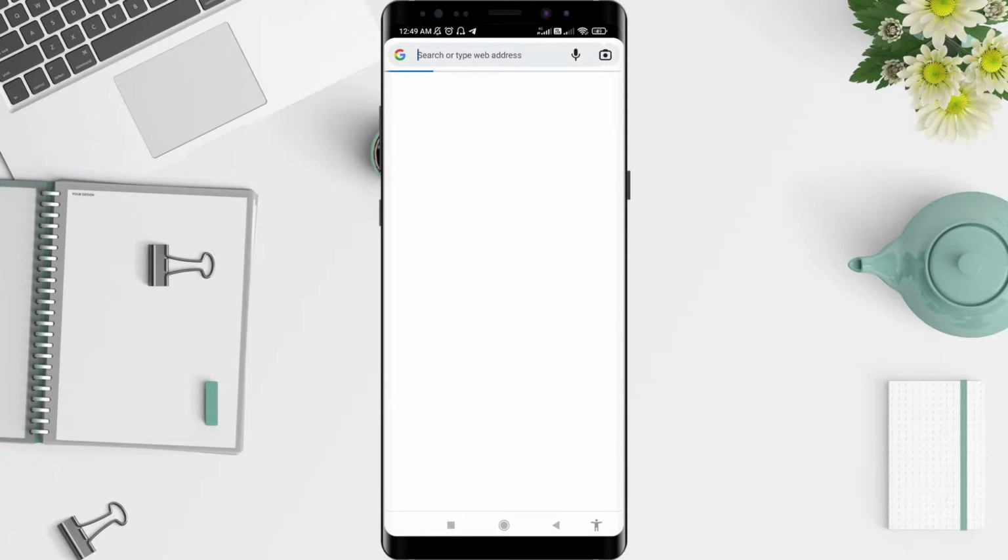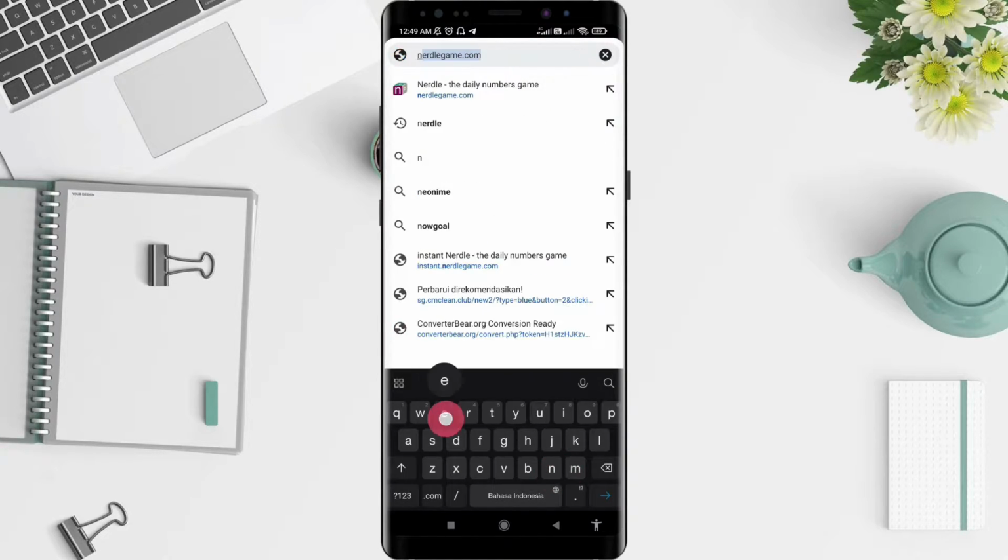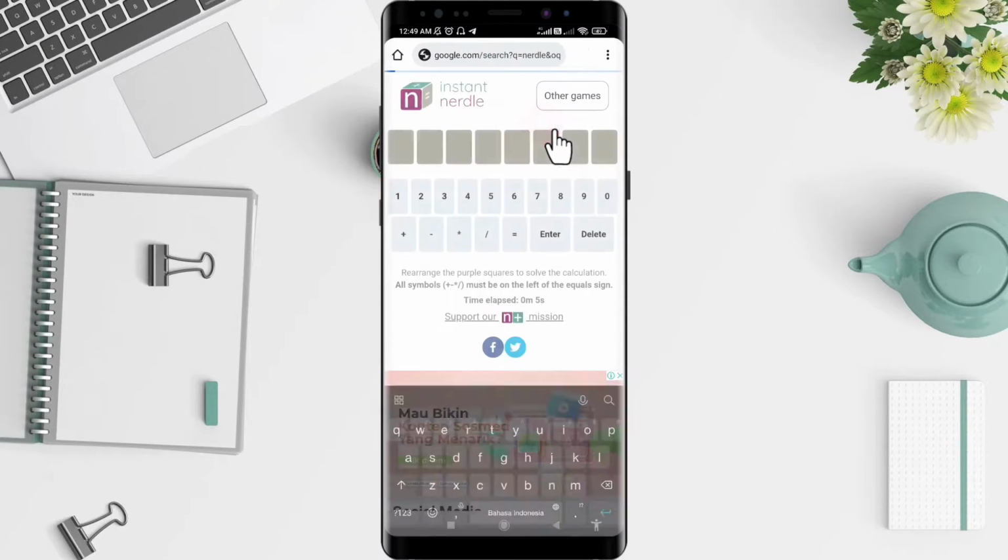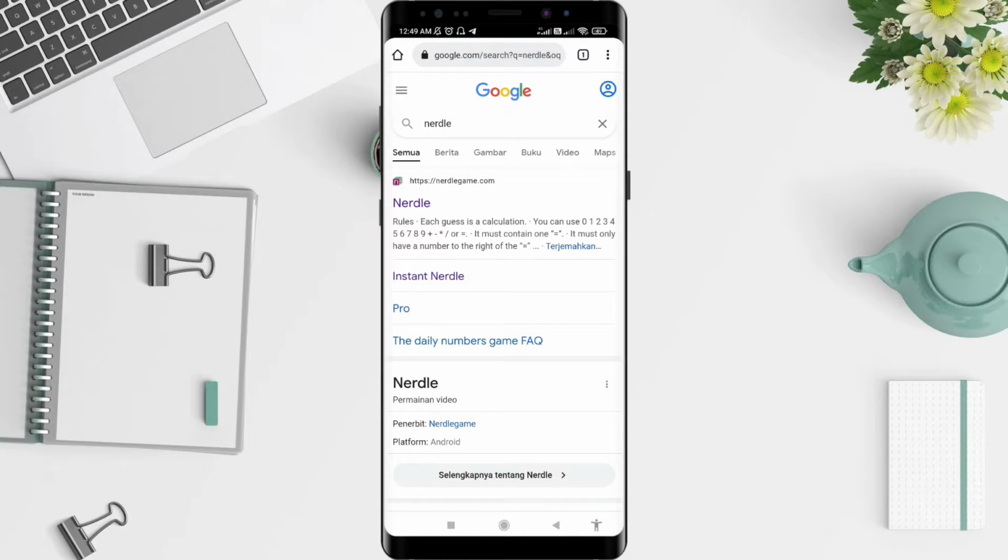Okay, search in the address bar for Nerdle, and after that you can click Nerdle and click install Nerdle. It's free for you.